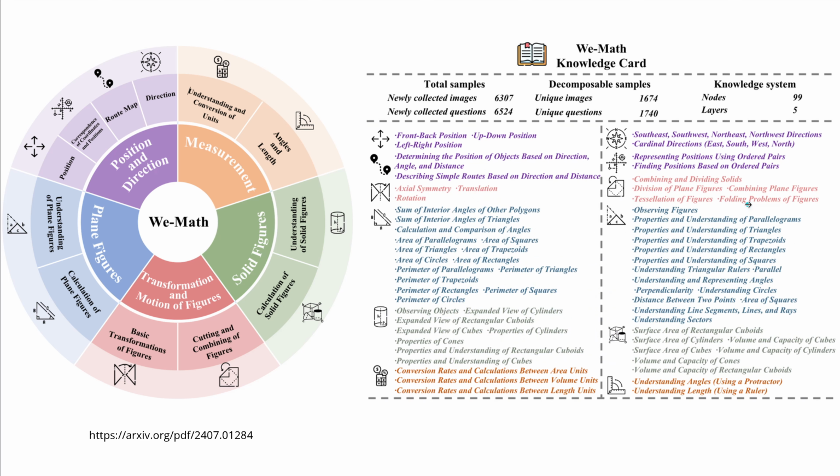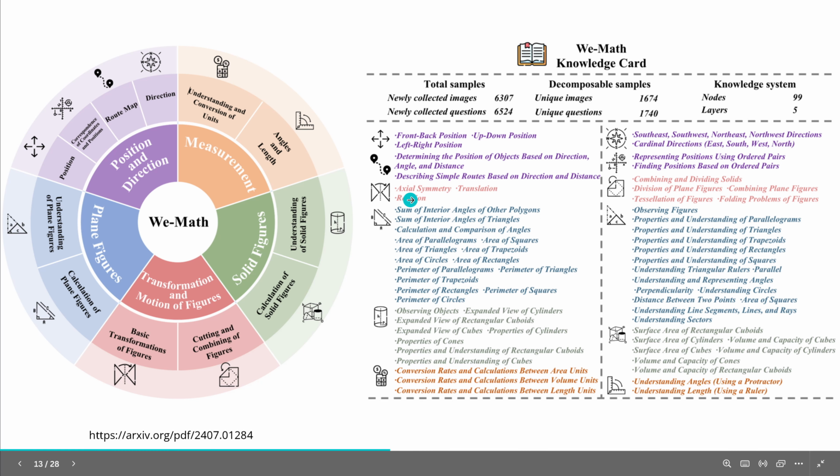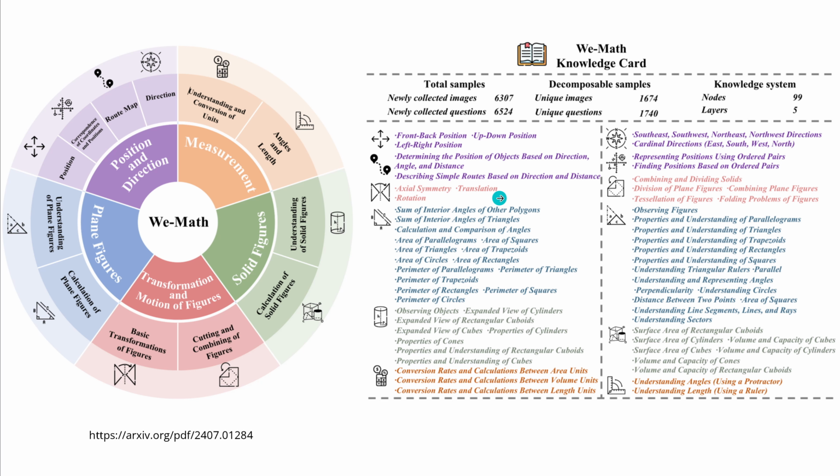Beautiful. Here you have now the absolute breakdown. So you see for all the different concepts, like say here position, this is this one here at position and direction, you have now the subtasks front-back position, up-down position, and left-right position. And for example, here the basic transformation of figures, you have an axial symmetry, a translation, and a rotation of those. And here you have all the further defined details.